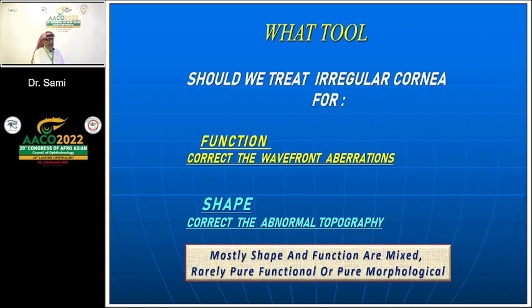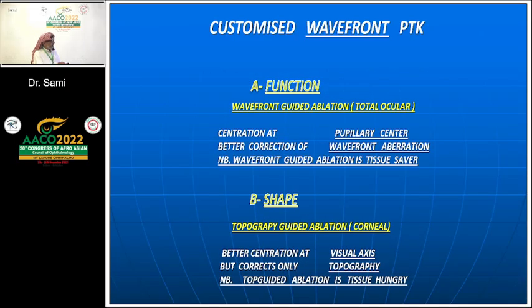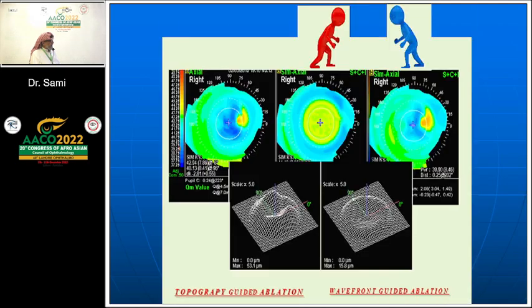You are using PTK, but what tool? Is it you are looking for treatment of function or shape? If you are treating function, you go for wavefront. If you are treating shape, you go for topography guided. So don't just listen. Topography guided is only for shape, and it is not wavefront. Topography guided is topography guided. Wavefront is the whole ocular pathology, the total eye. So these are two. Now look at this shape.